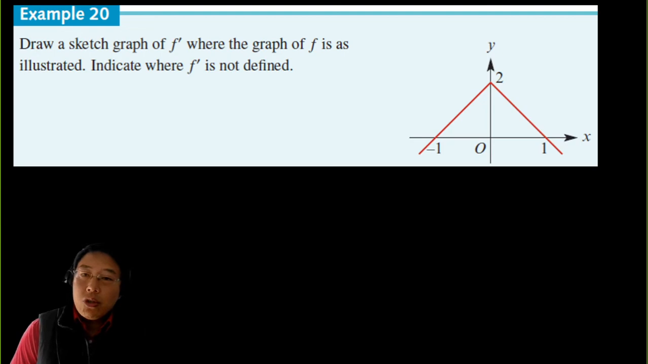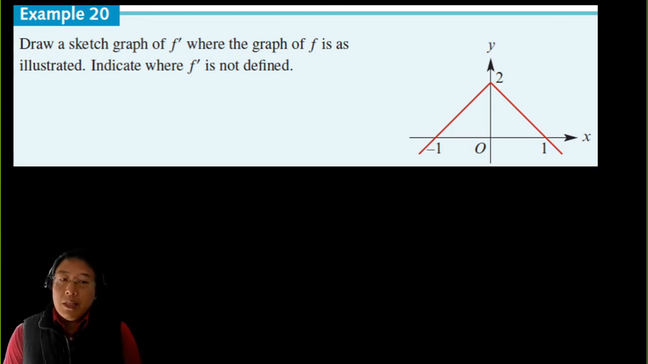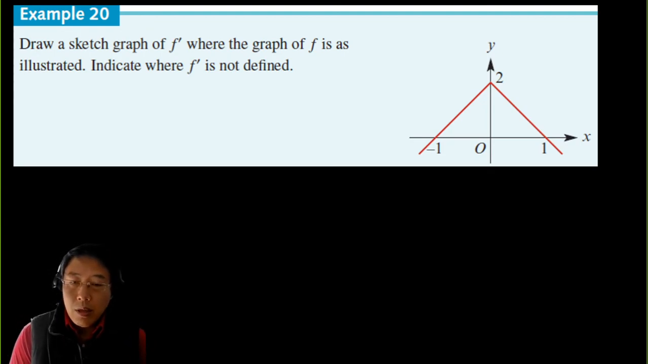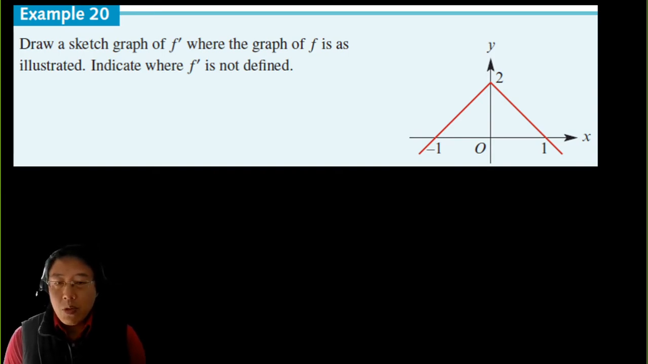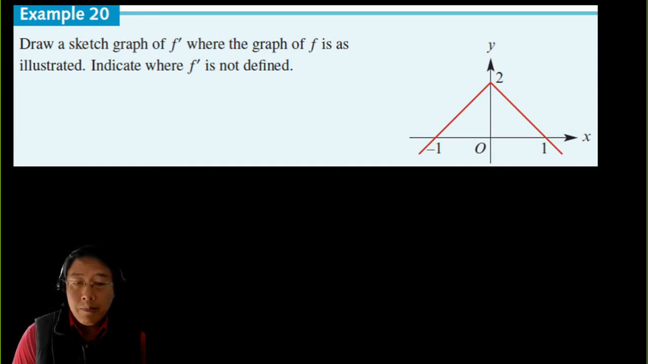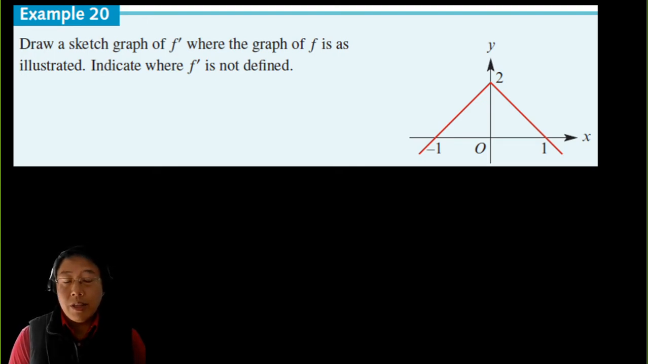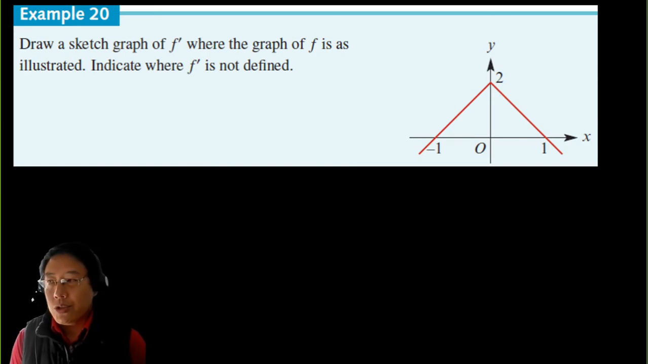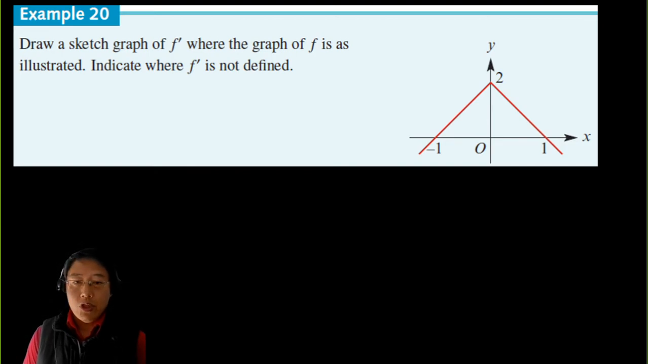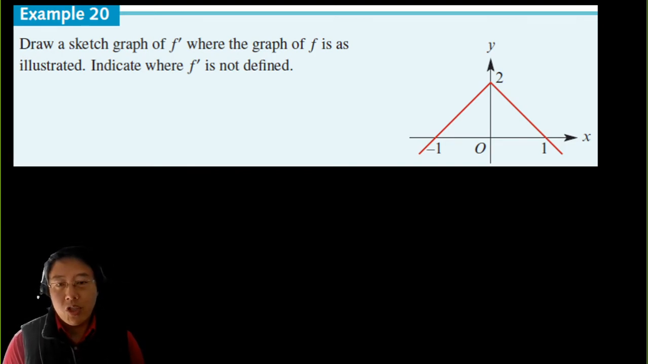Yes, the application will be in physics with the derivative. So when you have the displacement, the first derivative is the velocity, and if you differentiate again the velocity, that gives you your acceleration. Now there are other applications in other areas of science. It's also quite useful in modeling. When you differentiate, you can determine the rate of change of any function.